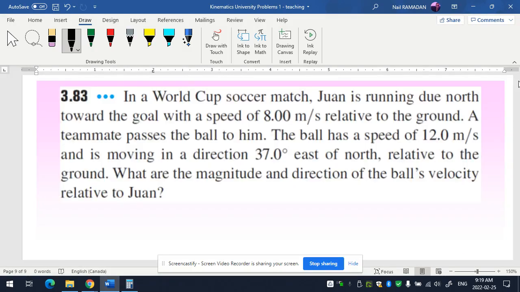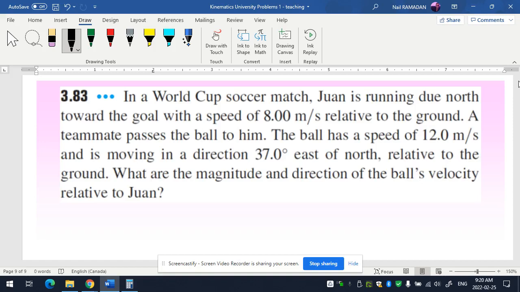Okay? In a soccer match, Juan is running due north, okay? Towards the goal with a speed of 8 meters per second relative to the what? So relative to someone standing on the ground, just watching them, they see them move north at 8 meters per second. Good. A teammate passes the ball to him, okay? All right, so he doesn't have the ball yet. The ball has a speed of 12 meters per second and is moving in a direction of 37 degrees east of north relative to who?